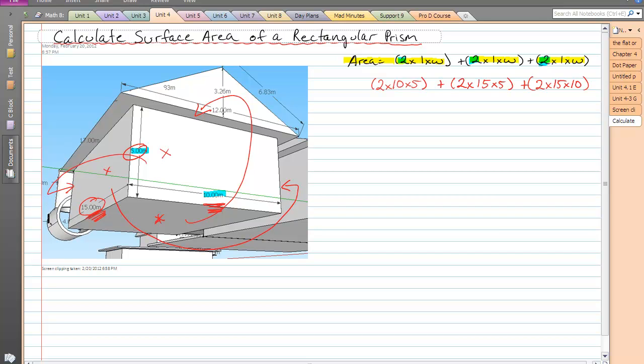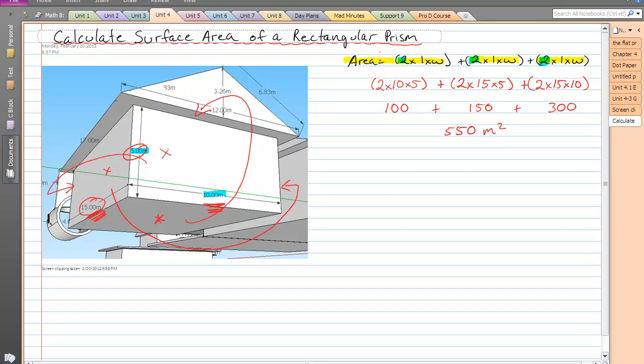So now we do the math here. So this is 20 times 5 is 100, plus 30 times 5 is 150, plus 30 times 10 is 300. So now we go, this is 400, 550 meters squared is our area. And that's how you calculate the area of a rectangular prism.